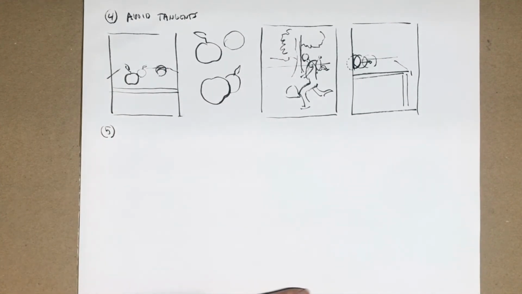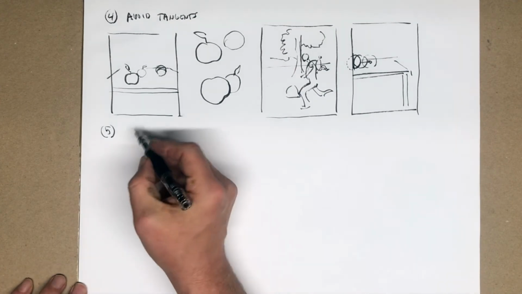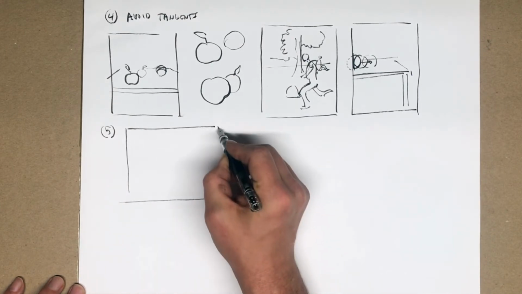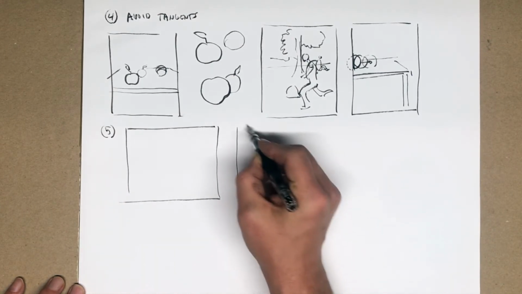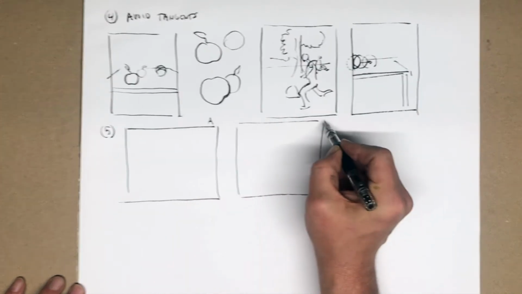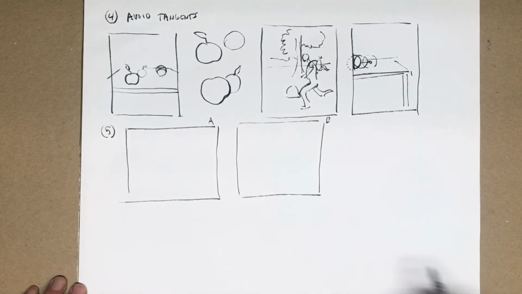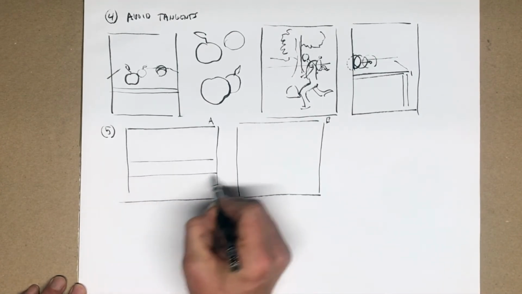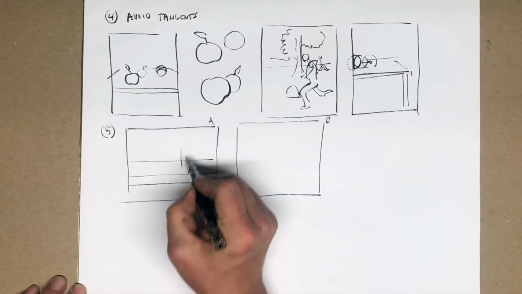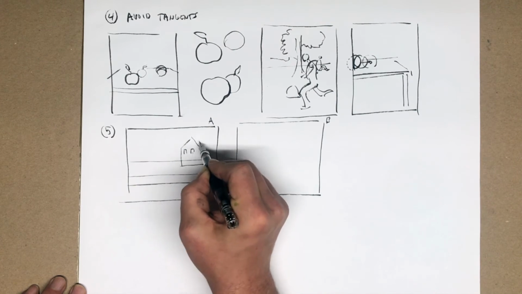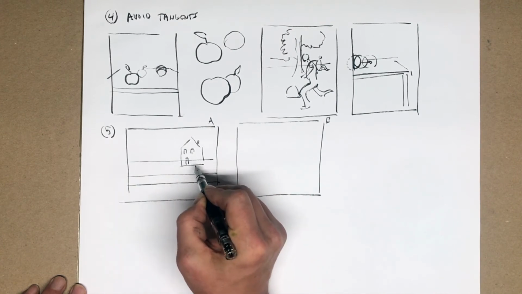Rule number 5. This is a rule that's easier to simply illustrate than to describe verbally. Imagine I have two landscapes. Here's option A, here's option B. Both have the same exact subject matter. In this one we have a horizon line. Let's say in the foreground we have a road, a house, a couple of windows, a chimney, a door.